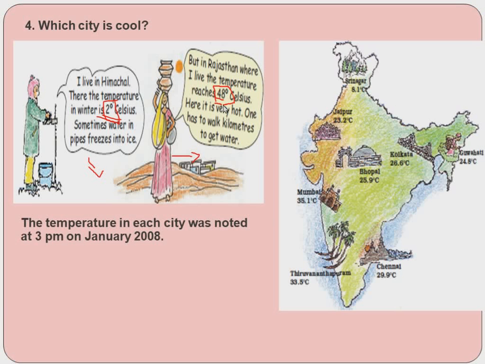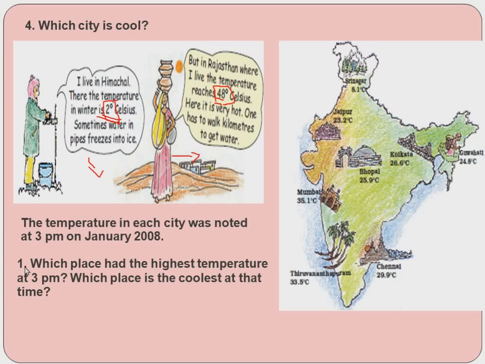The temperature in a city was noted at 3 p.m. in January 2008. Now this map shows different places with temperature at 3 p.m., that is afternoon, in January 2008. Now let's see the first question. Which place had the highest temperature at 3 p.m. and which place is the coolest at 3 p.m.?